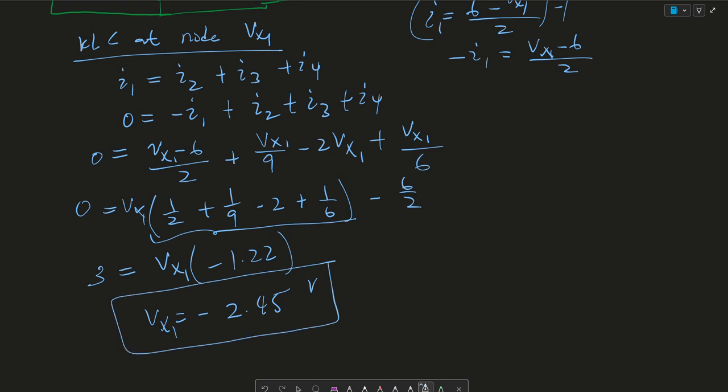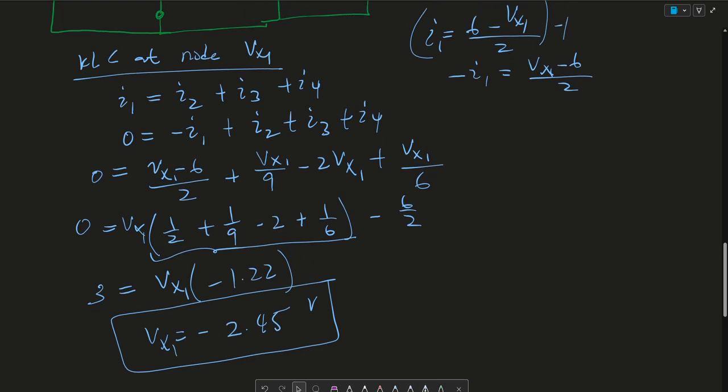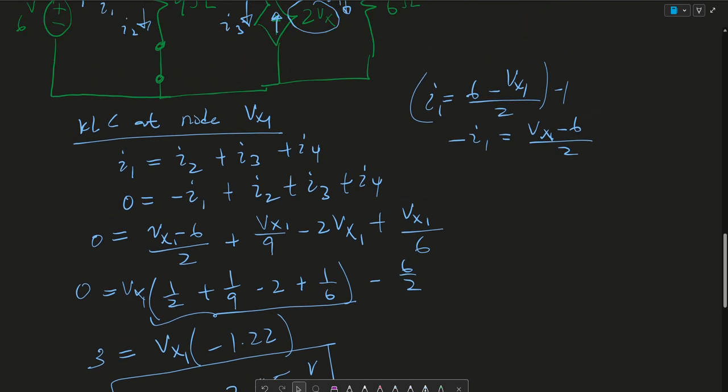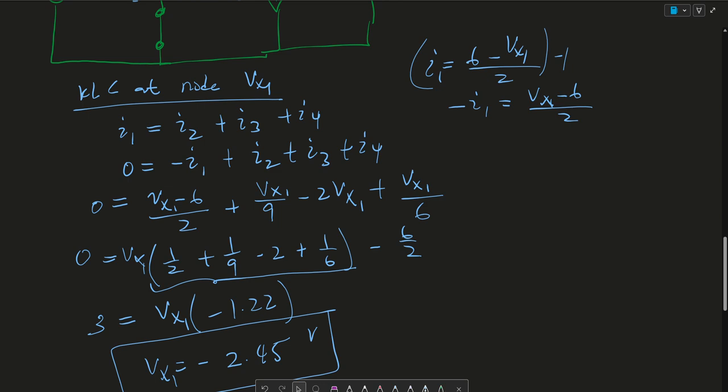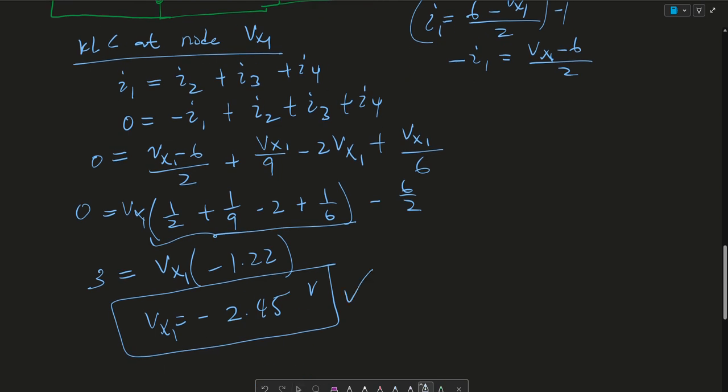Again, there are other ways of doing this, but it's nice to see it in its entirety. So this is the hardest form, I would say. But you can use things like voltage dividers, source transformation, and other circuit analysis. But again, you should get the same answer.